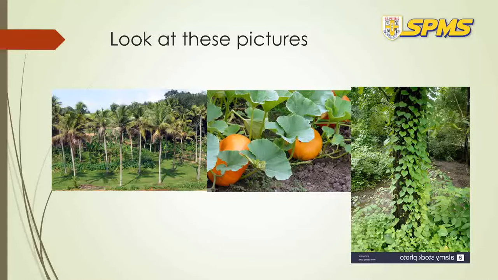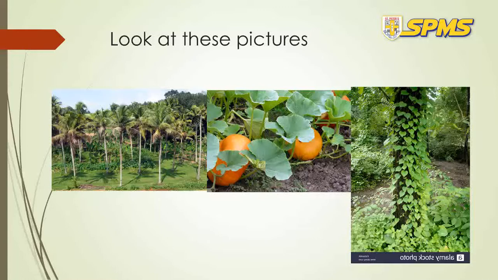Now the second picture, you see the plant growing on the floor. That is the what? The creeping plant. So the example we have on our screen is the pumpkin. It is a what? A creeping plant. And then the last plant we have is the climbing plant. You can see that the plant is climbing up a tree. So cocoyam is an example of a climbing plant.